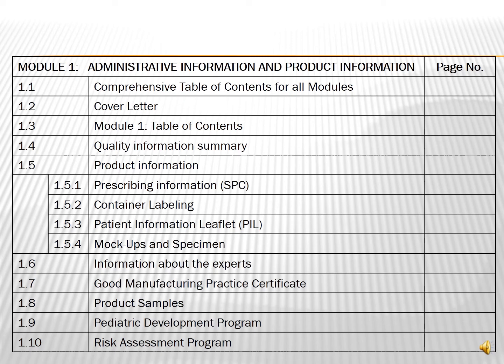1.6, information about the experts. 1.7, good manufacturing practice certificate, if available. 1.8, the product samples. 1.9, pediatric development program. And 1.10, risk assessment program.